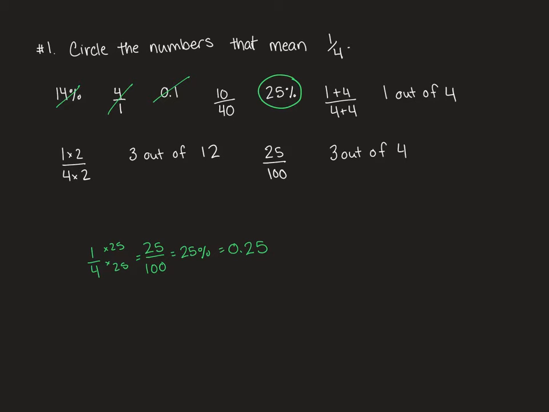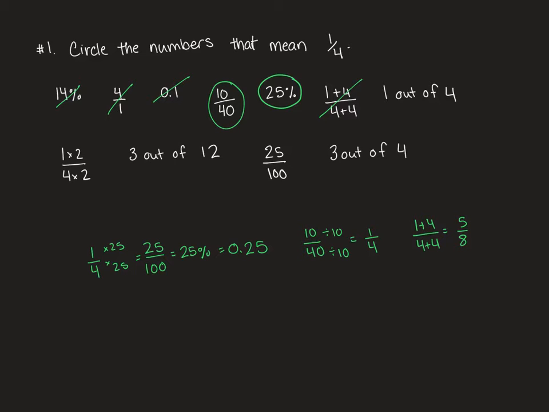Is 10 out of 40 equivalent? Well, let's see. Is there anything that we can divide it by to get it to be 1/4? Well, if we divide it by 10, 10 divided by 10 is 1, 40 divided by 10 is 4. That one is equivalent. What about 1 plus 4 out of 4 plus 4? That is 5 out of 8. I can't simplify that anymore to get it back to 1/4, so that does not work.